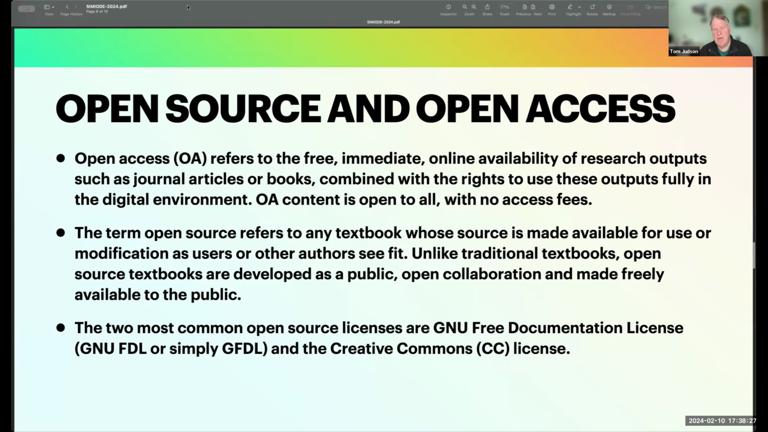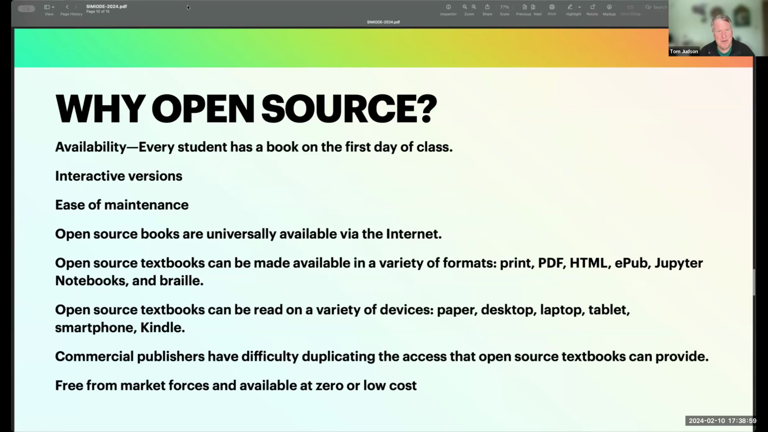So the two most common open source licenses are the GNU Free Document License or the Creative Commons license. If you publish under either one and you decide to self-publish and you go to somebody who prints your textbook, that still means that you can print it and sell it for a profit. Anybody else could, but usually, in my experience, they don't go through the hassle.